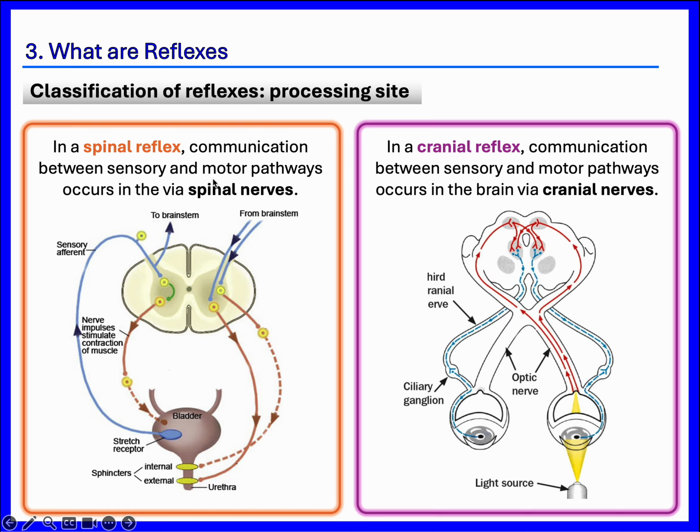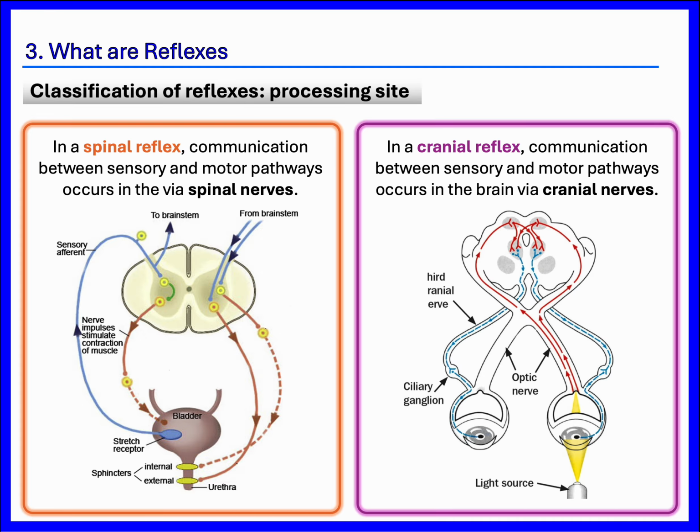This is an example of a spinal reflex because you saw the neuron just enter the spinal cord, came out. In a cranial reflex, communication between the sensory and motor pathways occurs in the brain via cranial nerves. The eyes, for instance, when you see the eye and your pupil dilates or you move your eye, right? The light goes into this area of the brain, right, in the brain stem, and then it sends motor outputs out, and over here you see it's controlling the size of the pupil.